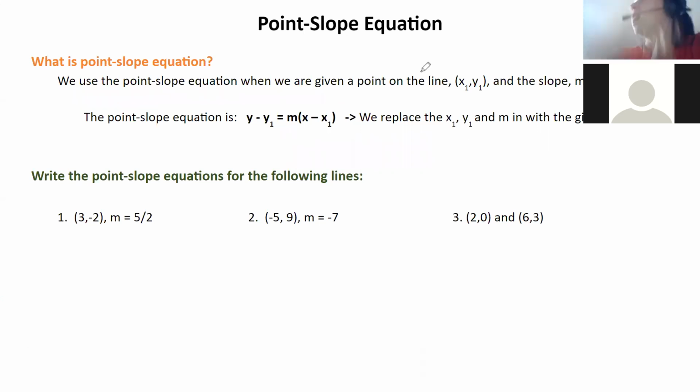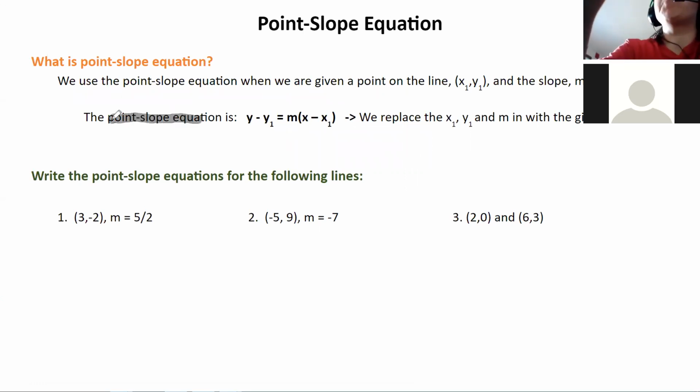Okay, so what I would write in your notes is you're going to want to write point slope equation. And this is what it is. y minus y1 equals m times x minus x1. So it's a different way of writing an equation, and this is what you use when you're given a point and the slope.